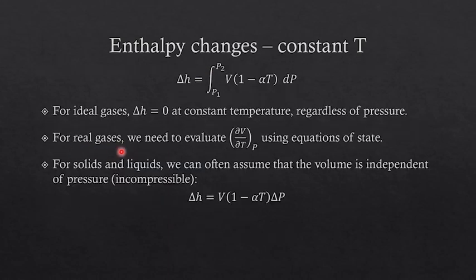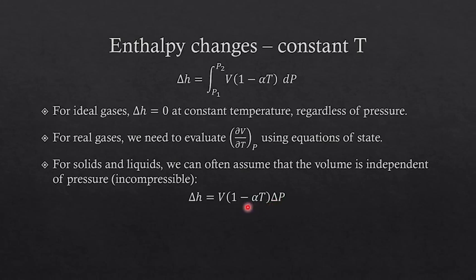That sounds very tedious for real gases, but for most cases, you would find out that the value of delta H for changing pressure is very small compared to the value of delta H for changing temperature. Okay, so most of the time we are neglecting it. For solids and liquids, we can often assume that the volume is independent of pressure, or that it is an incompressible substance. That means that our volume gets taken out of the integral. So when you integrate, this simply becomes volume times (1 minus alpha T) times delta P.